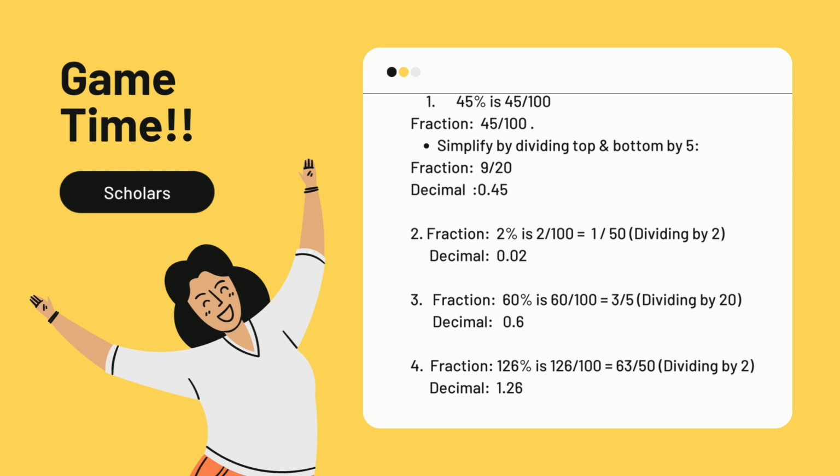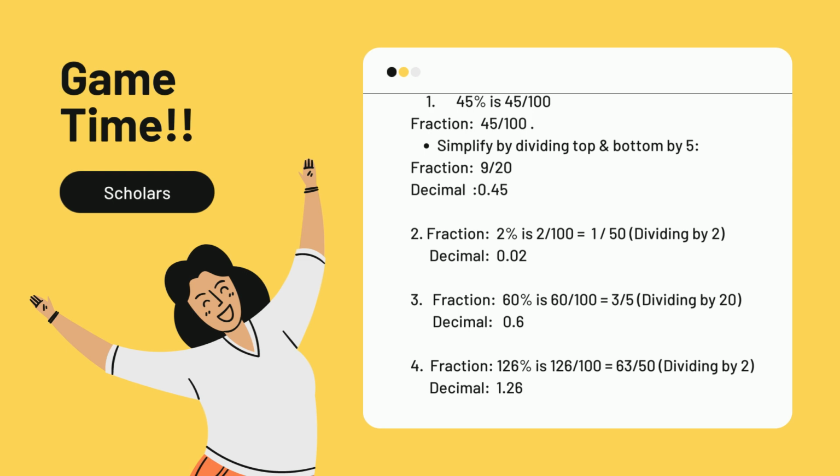As a fraction, 60% is 60 over 100. And we can simplify it by dividing top and bottom by 20. Okay, so 20 into 60 goes 3 times, and 20 into 100 goes 5 times. So our decimal will be 0.6, which will be again moving the decimal point two places with the 60, and we get 0.6.